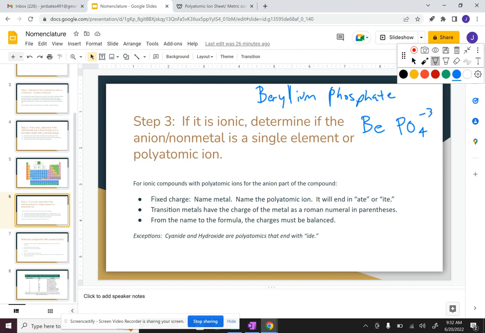Beryllium has a +2 charge. And so then, just in the same way that we did with the single element anions, we just crisscross these. So this is going to be beryllium 3, and then in parentheses, phosphate with a 2 on the outside.